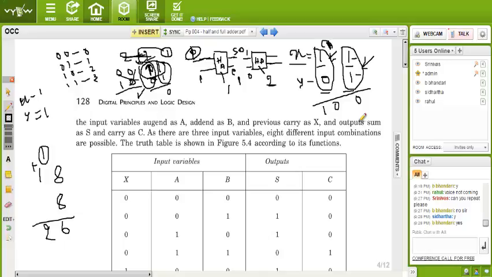Is it clear? Sorry, can you repeat, sir? See, one half adder can add only 2 single bits. Okay. So for adding 2-bit numbers, how many half adders are needed? 2. That is why I told you. So these 2 bits will be added in 1 half adder, and these 2 bits will be added in another half adder. Am I clear? Is it clear, Srinivas?